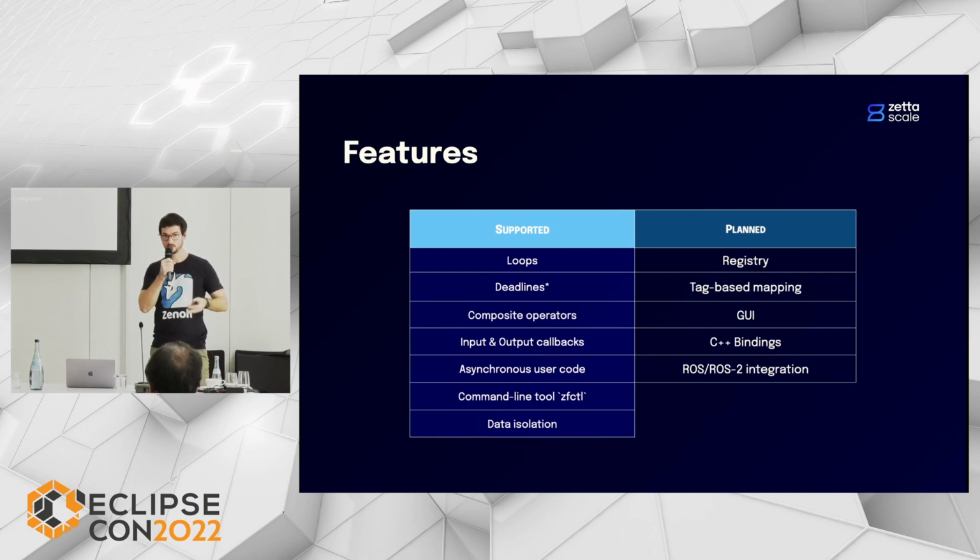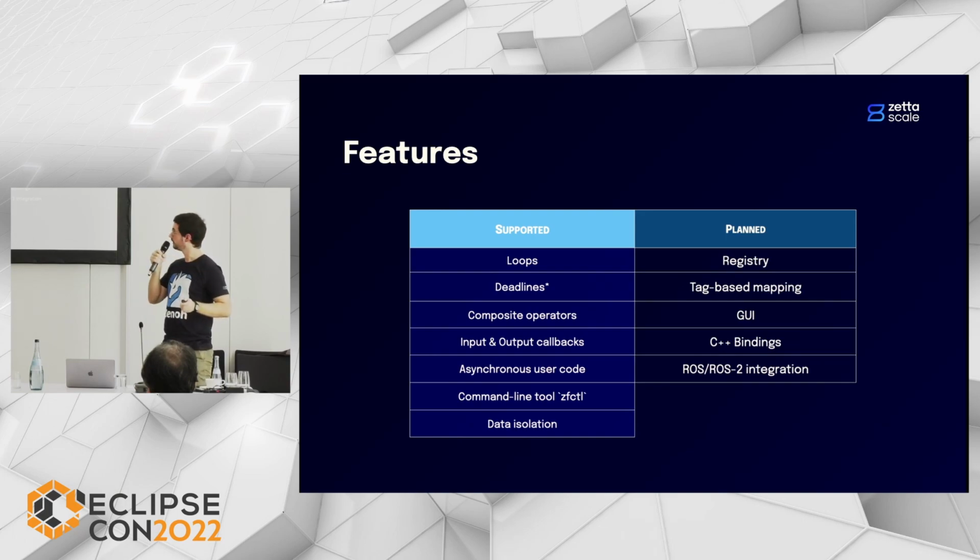Tag-based mapping. So I will come up next. I show you an example of a deployment that's driven for now by you specifying where you want to put your node. So tag-based mapping would be you specify on your daemon what are the capabilities it has. You specify in your description what are the requirements for your nodes, and we do a match with this. Graphical interface to create the YAML file for you, C++ bindings and ROS2 integration.